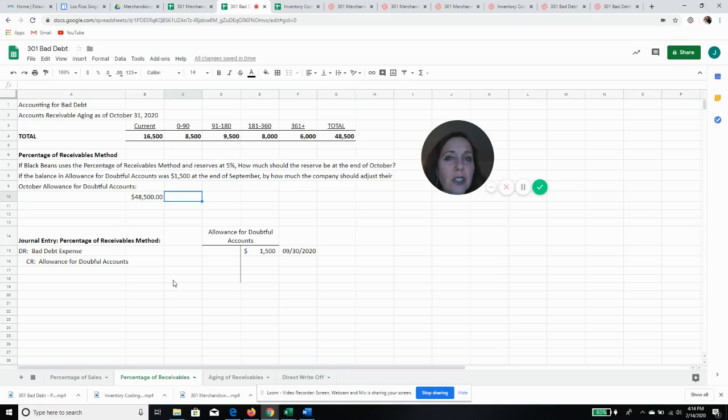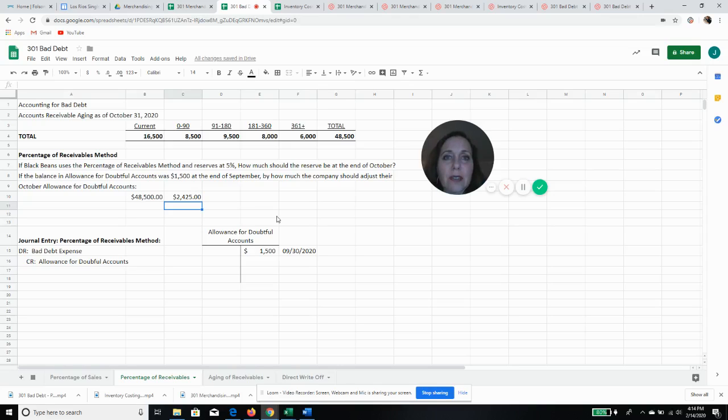You see that the percentage is a little higher than in the percentage of sales method because, again, percentage of sales is just everything we sell, whereas this is only looking at amounts we haven't collected. So we're going to multiply that $48,500 times 0.05 or 5%, and we get a total amount of $2,425.